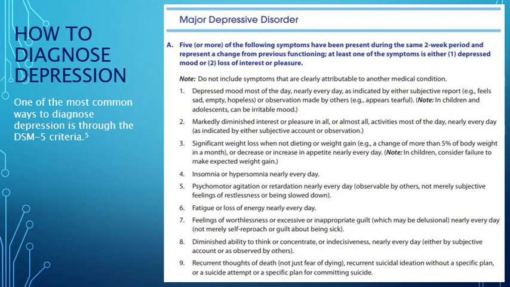One of the most common ways to diagnose depression is through the DSM-5 criteria that was developed by the American Psychiatric Association. The criteria outlines 9 symptoms. An individual needs to have 5 or more symptoms during a period of at least 2 weeks to have depression. Additionally, at least one of the symptoms has to be a depressed mood or a loss of interest or pleasure.